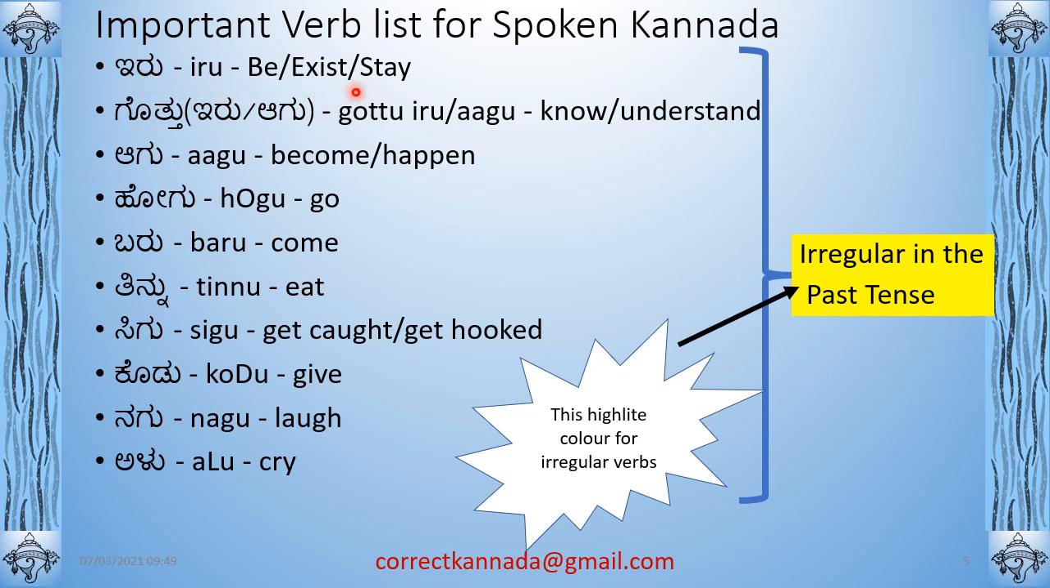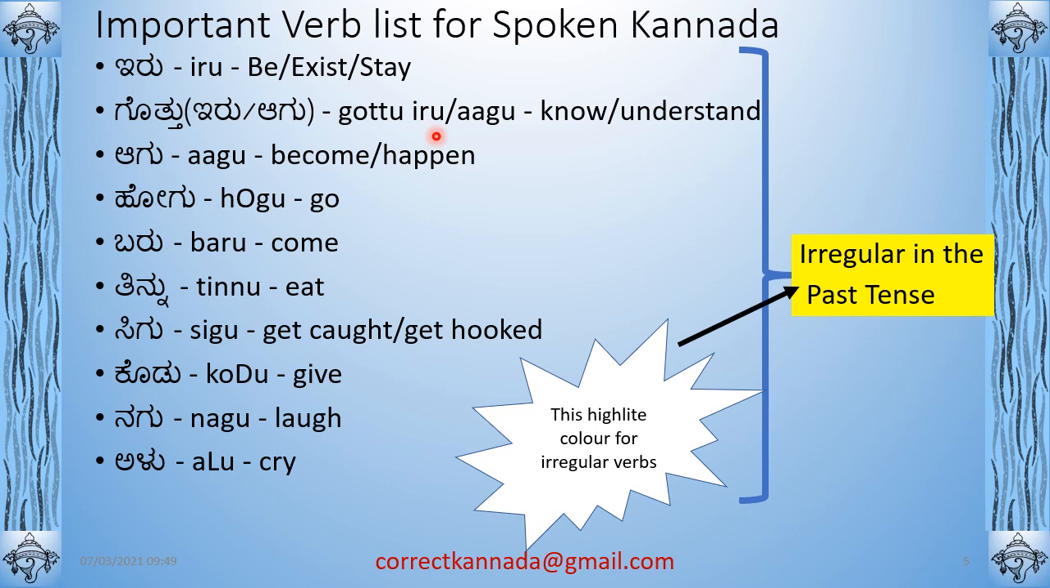Iru is to be. Gotu is gottiru, to know, to understand. Two other helping verbs can be attached to gotu: gottiru or gottagu. For example, nanage gottide means I knew or I know. Nanage gottide means I know. For example, if you want to say I knew it, I knew this would happen.